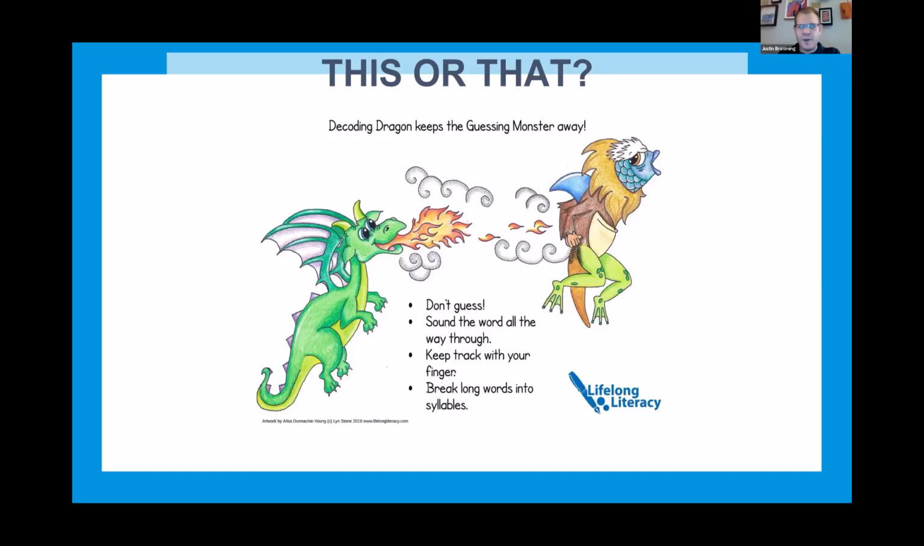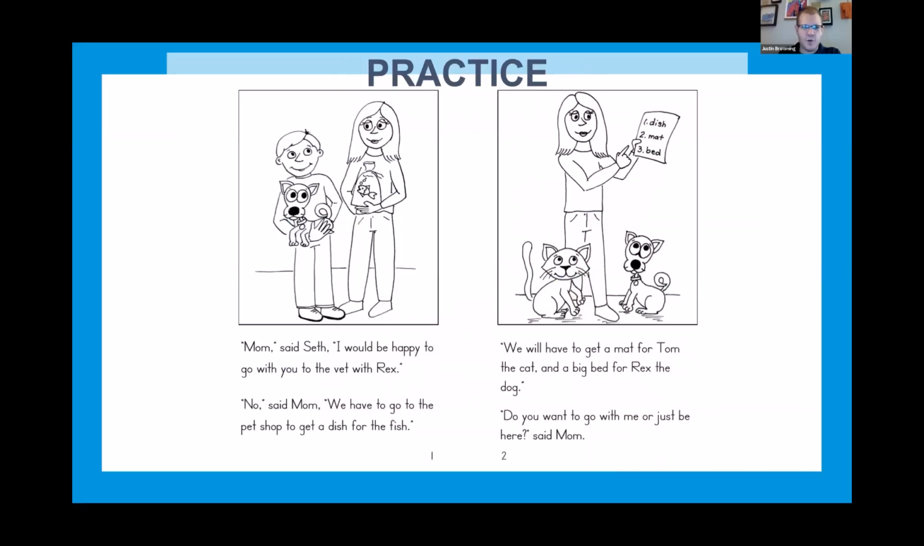So we're going to go ahead and do a little bit of practice. You're going to see a decodable in this next slide. This is a page from a decodable that I might use in a small group with a student. So if I say, Mom said Seth, I would be happy to go to the vet with, and I'm stuck here. What would I do? What is a prompt that I might give to a student at this point? Would I say, take a guess? What could you say instead? Go ahead and put it in the chat.